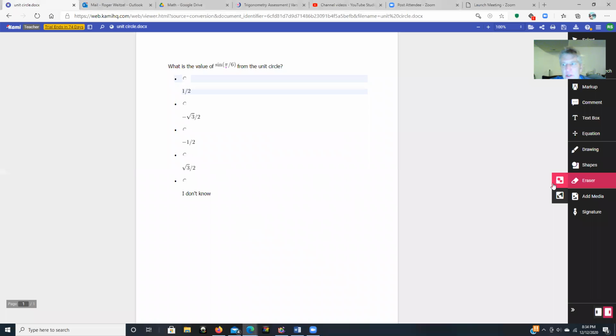So I've got my sample question here, and this is what we're trying to do. It says, what is the value of sine of pi over 6 from a unit circle? Well, let's just give a little introduction to the unit circle.